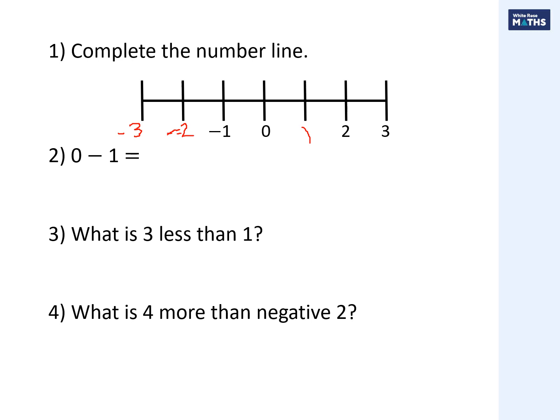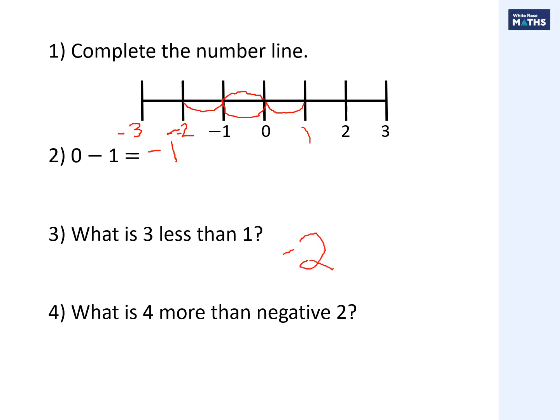Question number two, 0 minus 1. So start at 0 and go to the left 1. The answer you get is minus 1 or negative 1. Question number 3, what is 3 less than 1? So you start at 1 and go to the left 3. So 1, 2, 3. You get minus 2 or negative 2.